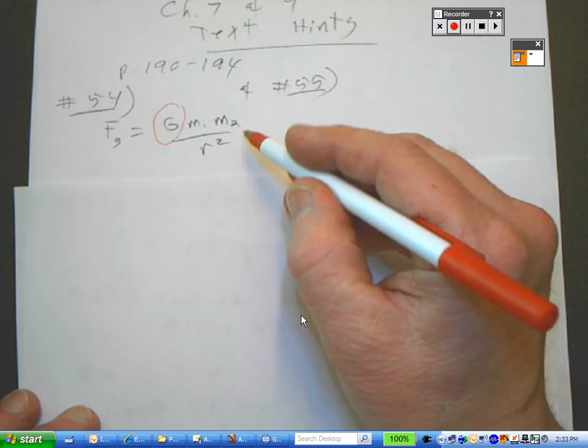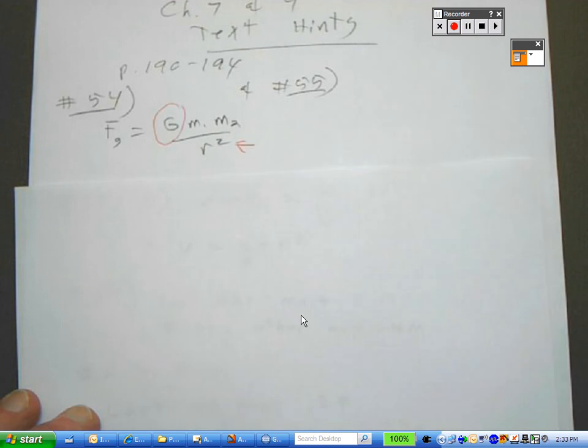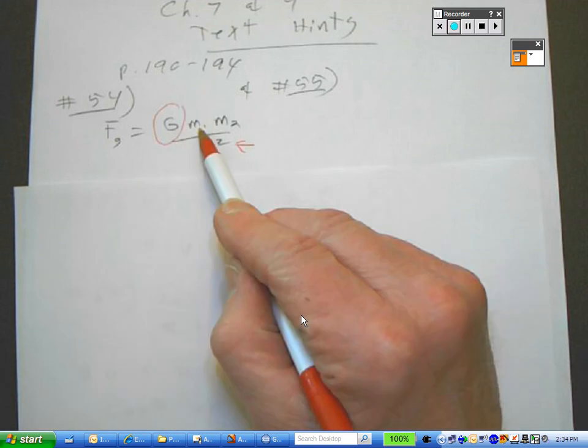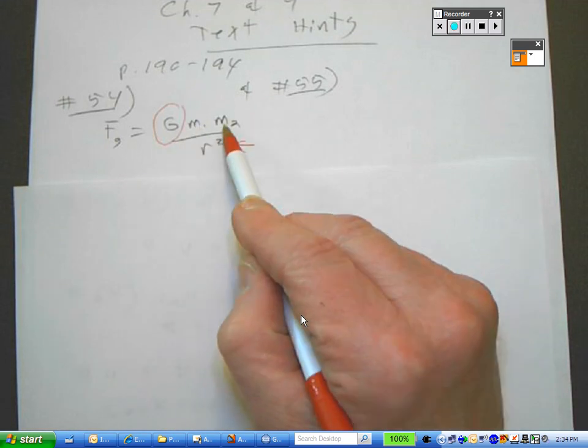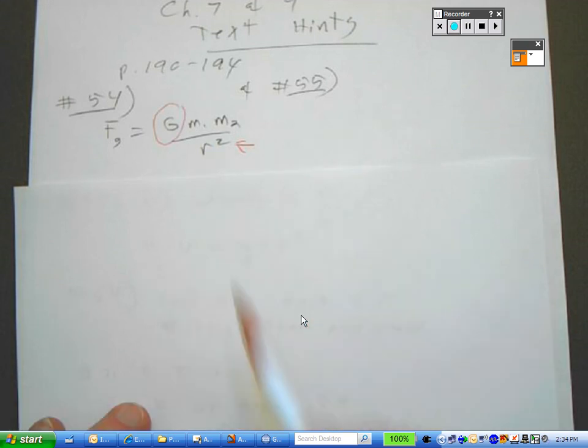What you need to realize is the most common student mistake is to forget to square r. R does not stand for radius. It stands for the distance between the center of the two objects. So I didn't list anything here for number 55 because it's the very same formula. This time it's the force of gravity between two people. Again, m1 will stand for the mass of one object, m2 for the other one. R, not the radius, but the distance between the two objects.